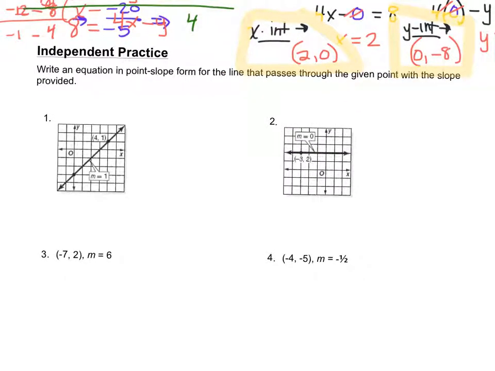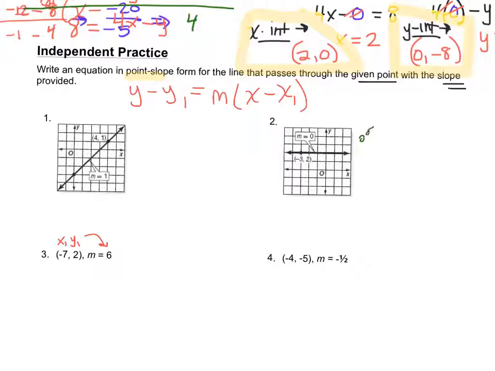So you are going to go ahead and complete the independent practice. Write an equation in point slope. You are given a point and the slope. So just as a quick reminder, that means that your point is your x1, y1, and you're going to plug it into point slope. y minus y1 is equal to m times x minus x1. They want it in point slope, so you're going to give it like that. You're not going to transform it. You just plug in x and y, and you've got it.